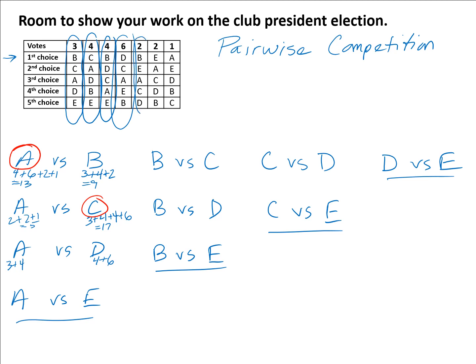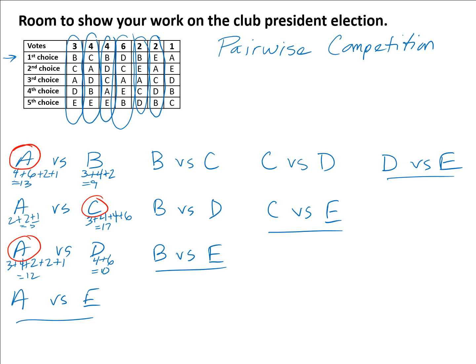A is above D in the next column, so A wins 2 votes. In the next group of 2, A is above D, so A wins those 2 votes. And finally, A is above D in the last one. So we have 3 plus 4, which is 7, plus 2 plus 2 plus 1 is 12 votes, and D only had 10, so that means A wins that battle.